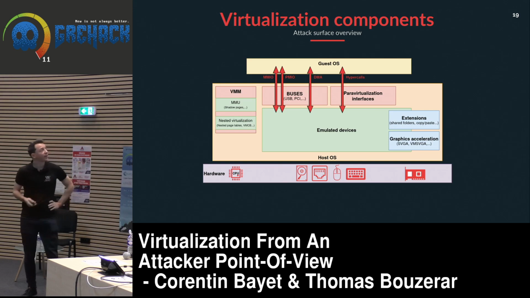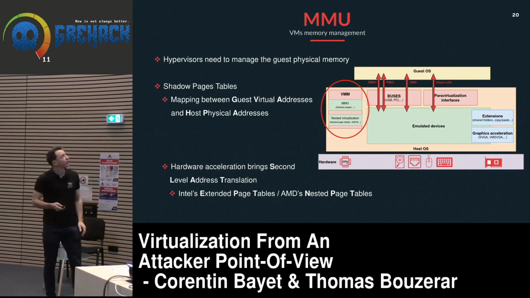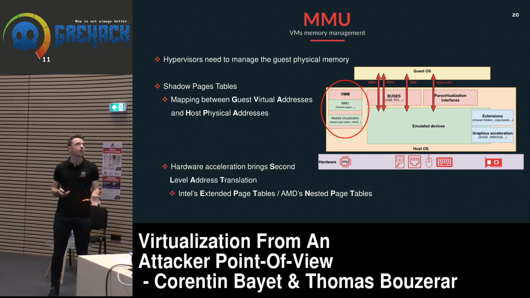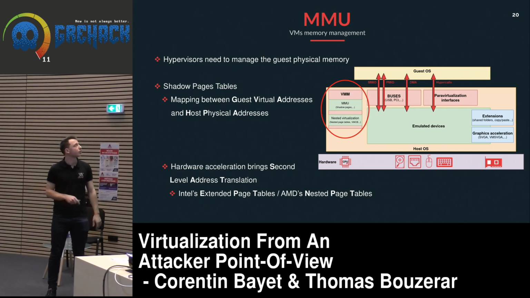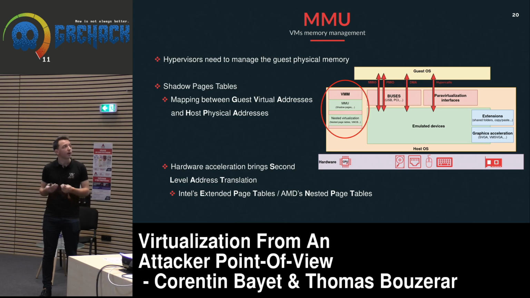So let's review some attack surface. A quick summary of the components that are exposed by a hypervisor and what we can see from the guest OS. First, I will speak about the MMU, the memory management unit, inside the virtual machine monitor. The hypervisor needs to manage the memory used by the guest, because you want isolation between the virtual machines, but most importantly, isolation between the host and the guest. To do this, the hypervisor uses something called shadow page tables, which is a mapping between the guest virtual addresses and the host physical addresses. So you can translate an address in the guest to an actual address in the RAM of the computer.